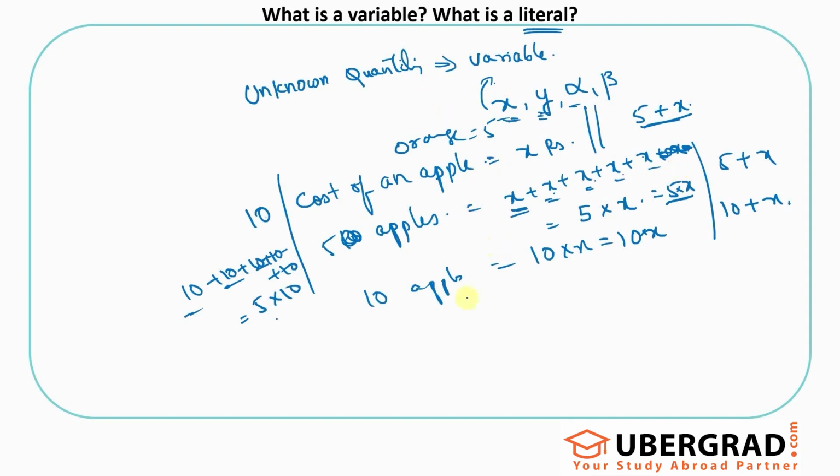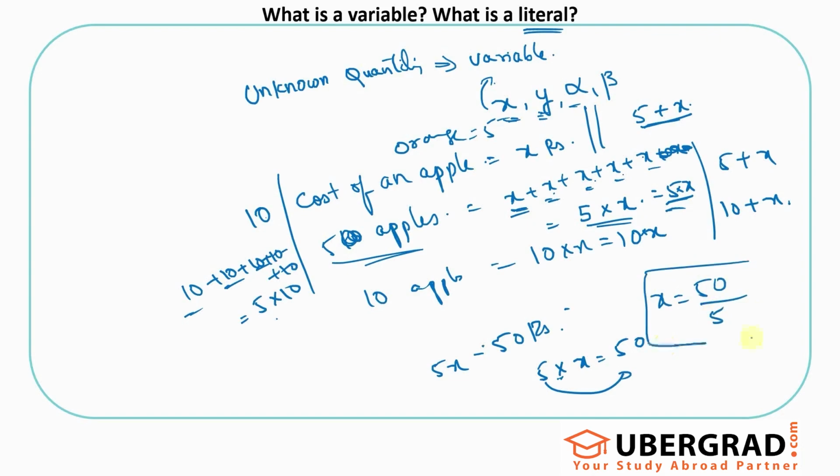Then they will give you some clues. Let's say the cost of 5 apples is 50 rupees. What is the cost of one apple? I know that for 5 apples I've spent 5x rupees, and that is given to be 50 rupees, right? So 5 into x is 50. When it goes to this side, it's into, so it becomes divided: x is 50 by 5. 5 tens are 50, so the value of one apple is 10 rupees. That's how I find the variable. And that's the concept of a variable.